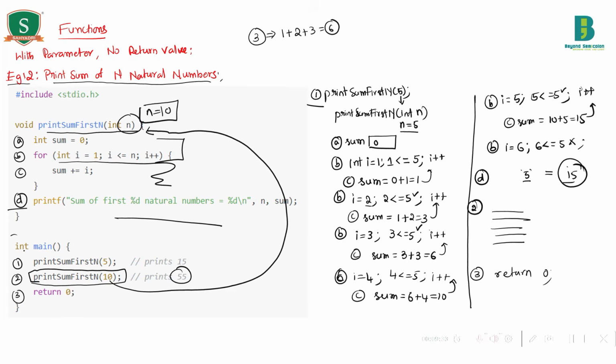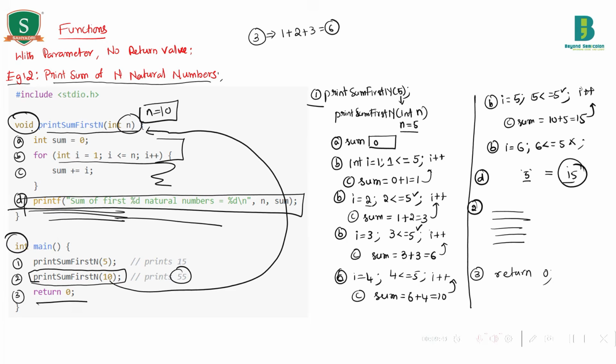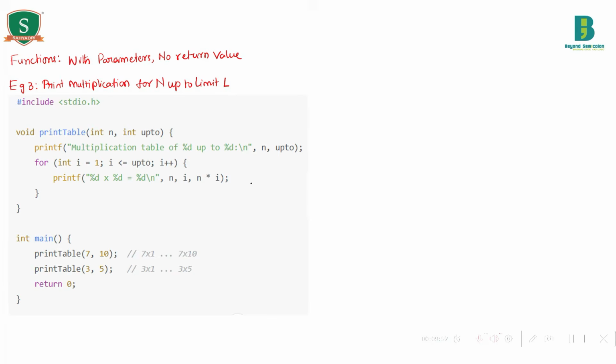Since it is void, it is not returning the values, it is only printing the values. Returning a value means this function would return a value here to the main. Of course, we will see this type of function in the next video. Now we are going to see example 3.